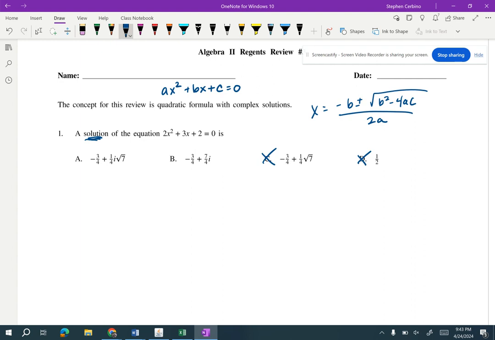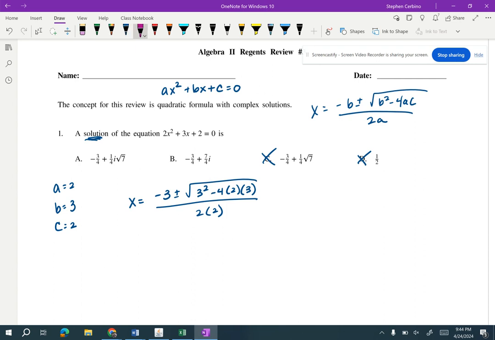So let's actually plug in then and see which of these remaining choices is correct. So in this equation, our A is 2, our B is 3, and our C is also 2. So when I plug into the quadratic formula, we have the opposite, or negative b, plus or minus the square root of b squared minus 4 times a and c, all over 2 times 2, because that's where a is.